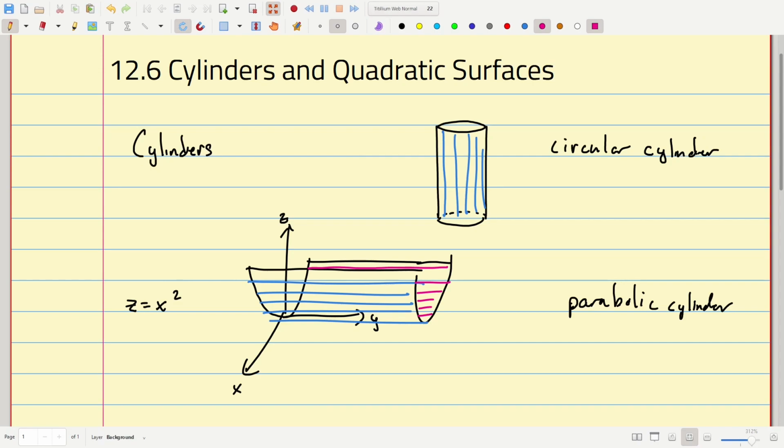So the cylinders, yes, you can think of as kind of a bent plane. Okay, you can't think of a sphere that way because a sphere has different properties. It's closed.